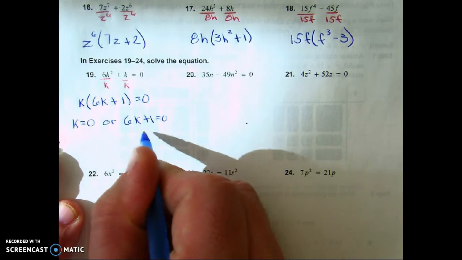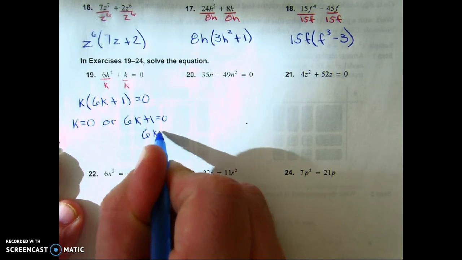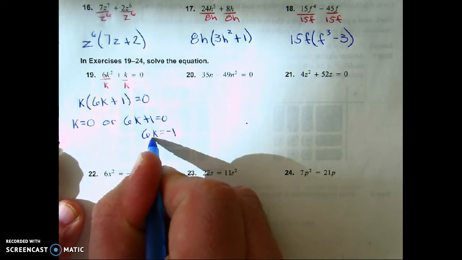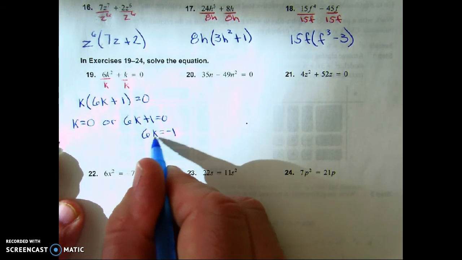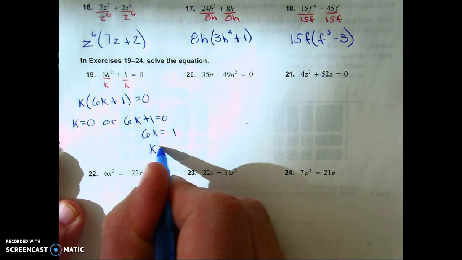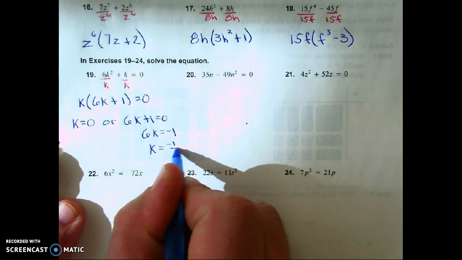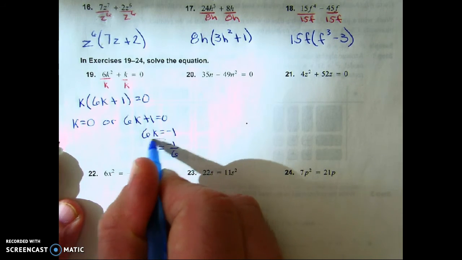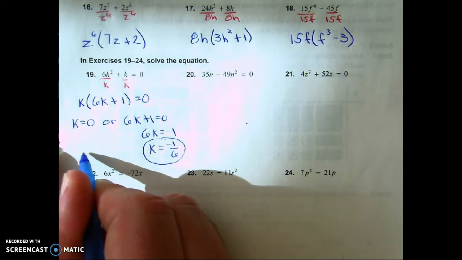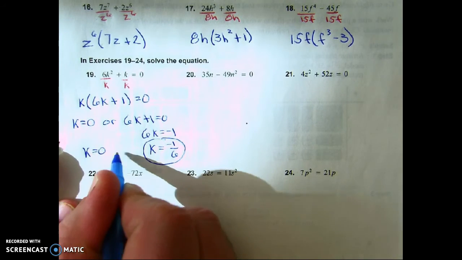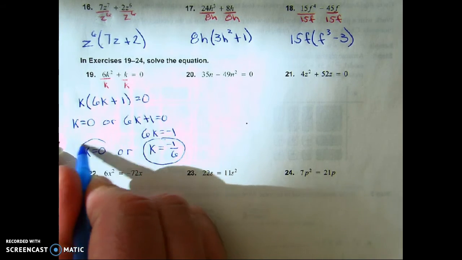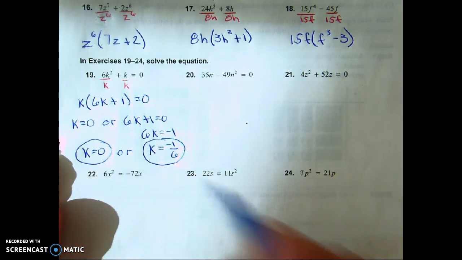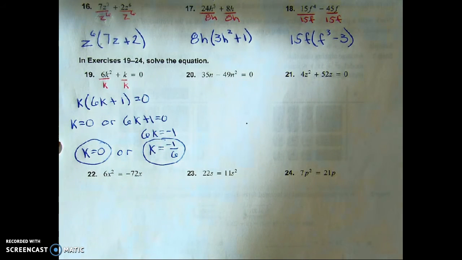Then I have to get the 1 out of there, so I'm going to subtract 1 from both sides to get 6k equals negative 1, and then divide by the 6 to get k is equal to negative 1 over 6. So here are my two answers, and I'll put in the k equals again here. So it's k equals 0 or k equals negative 1 over 6. Please go ahead and work on problems 20 through 24 now, please.